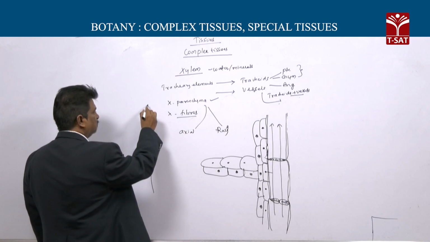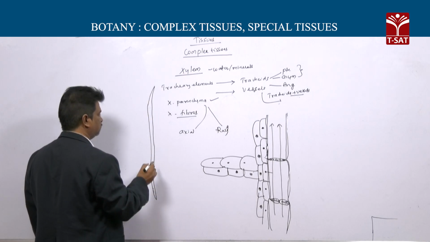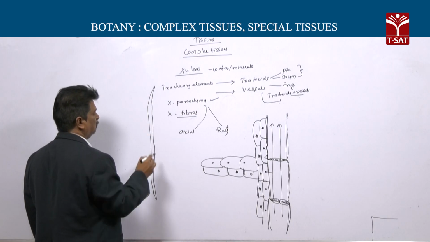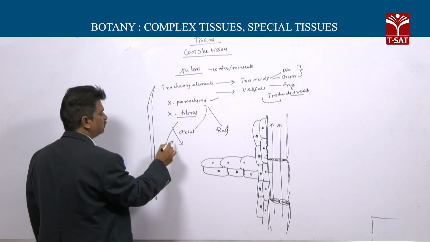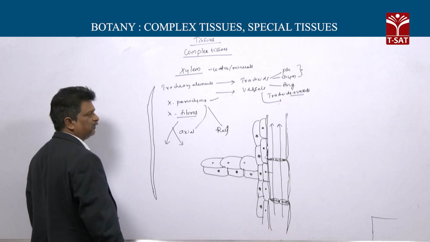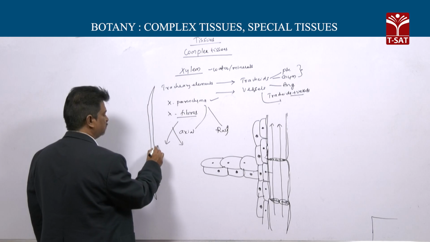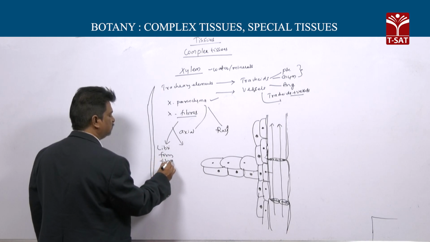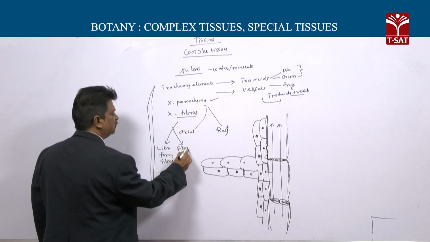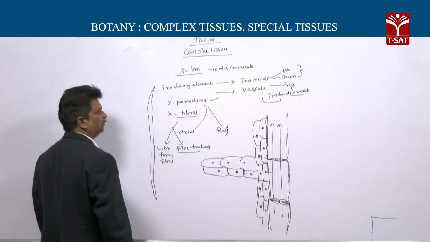Next one, xylem fibers. Xylem fibers are sclerenchymatous, and a xylem fiber is an elongated cell. The middle part is wide, and the end walls are narrow or closed. Xylem fibers provide only mechanical support. Xylem fibers are of two types. One is libriform fibers, made up of simple pits, and the second one is fiber tracheids. These fiber tracheids are made up of bordered pits.